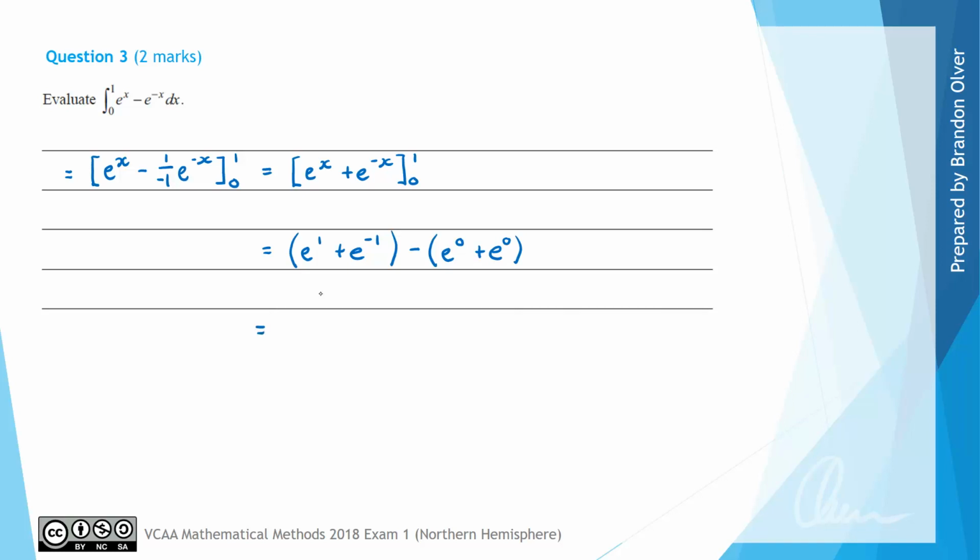And now simplifying that down, we'd have simply e, and then e to the power of negative 1 could be written as 1 over e if you wanted, and then e to the power of 0 is simply 1, and e to the power of 0 is simply 1, so that would be subtract 2 overall. So that is the value of this definite integral for this question.